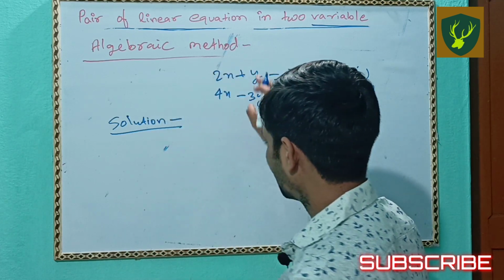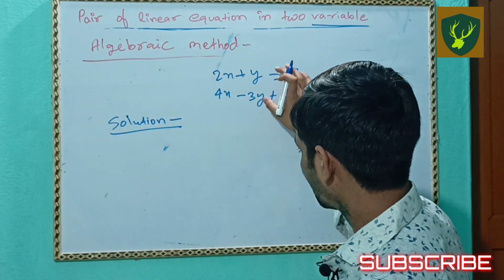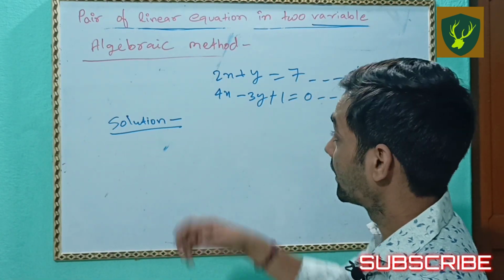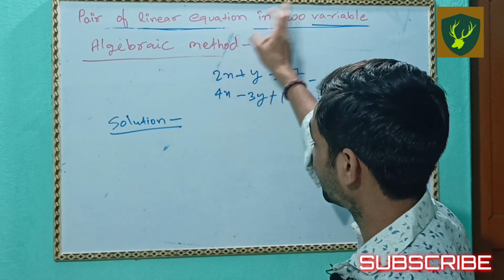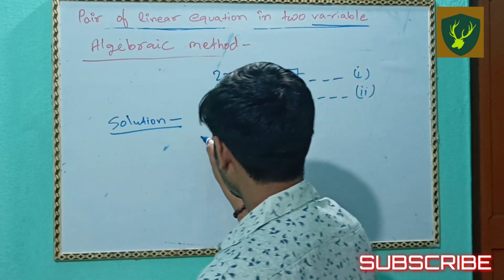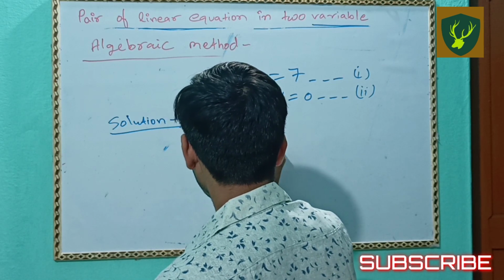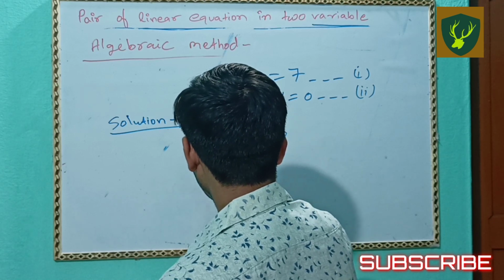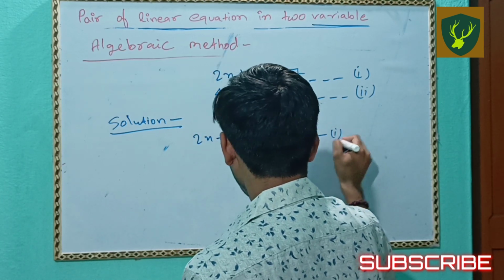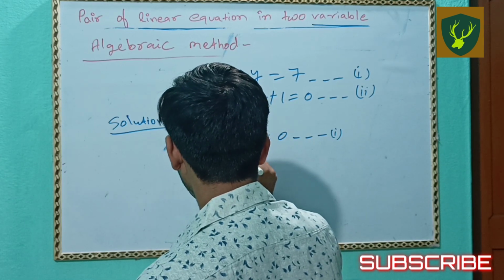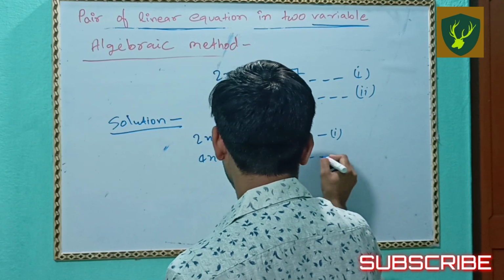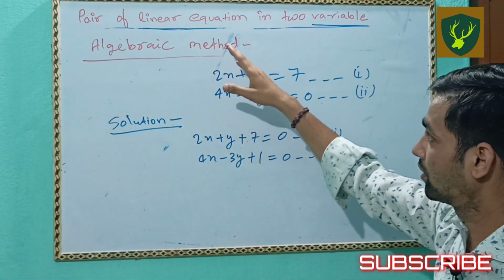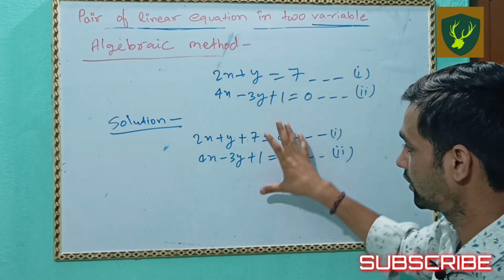First we will write the pair of linear equations in the general form of a linear equation in two variables. 2x plus y plus 7 equal to 0. This will be the first, and the second 4x minus 3y plus 1 equal to 0. Now both are in the general form of a linear equation in two variables.